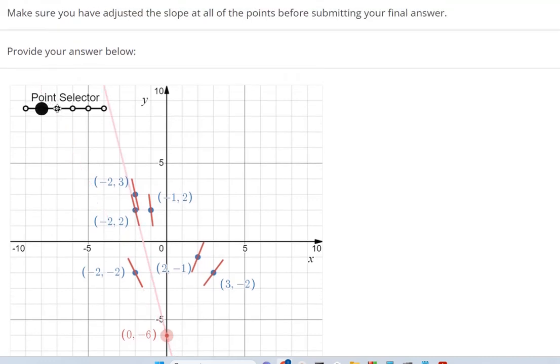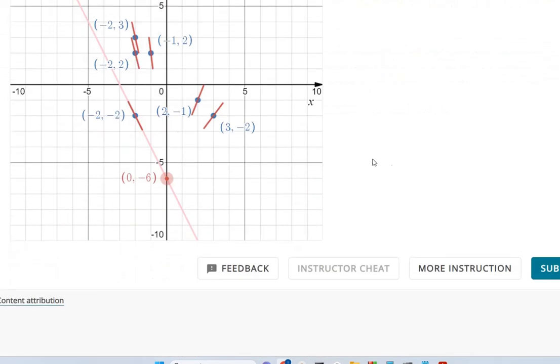What point selector? What the heck is this? I don't know what this does. I'll have to figure that out here.